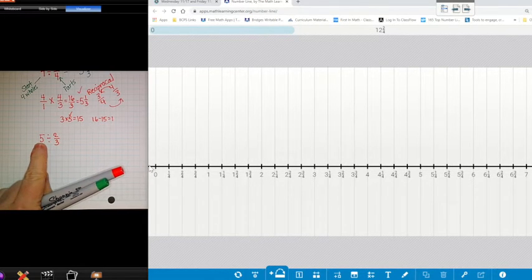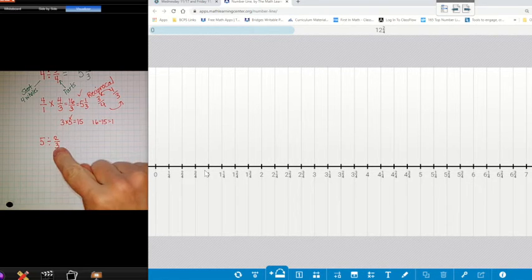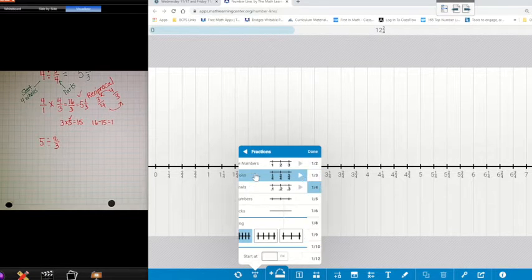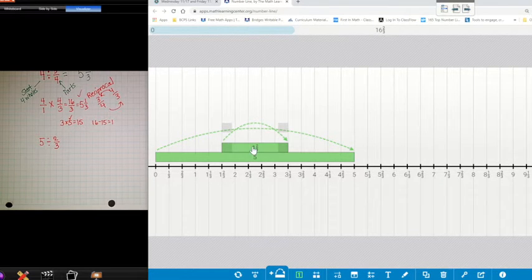I'm starting with 5. Oh, I got to change my number line. Thirds. Okay, so here's my parts, 3 parts. So I have to come down here and change my number line. Fractions, thirds. Okay, and I'm starting with 5. So I'm going to make 5 wholes. I have 5 wholes. That's what I'm starting with. Now I'm going to come down here and make my hopper tool again, but I'm going to make thirds, 2/3. All right, here we go.